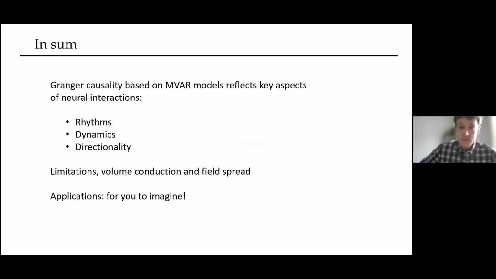So in sum, a few things to take away from this talk. Granger causality based on autoregressive models can reflect key aspects of neural interactions, particularly the rhythmic oscillatory aspects, their dynamics, so very fast transients, non-stationarities, as well as the directionality, so which area is driving and which area is receiving. There are some limitations to take into account, particularly I've mentioned two, volume conduction and field spread.